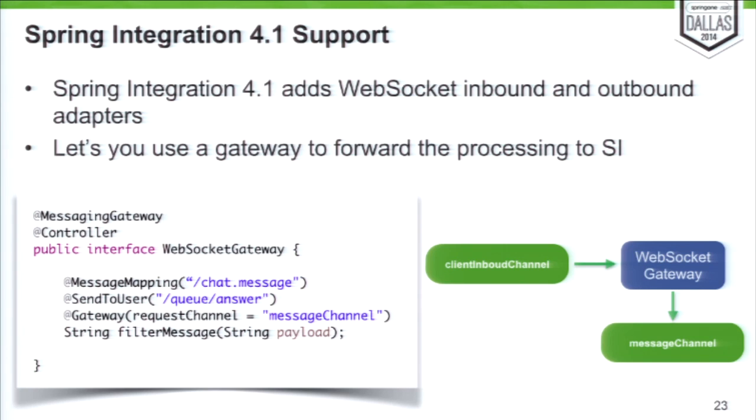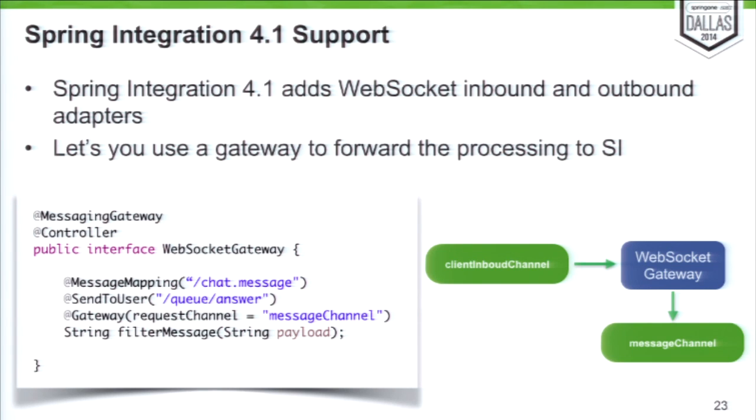Spring Integration 4.1 also has support for WebSockets. It adds the inbound and outbound adapters, and it also lets you forward the processing of a message to a Spring Integration flow. Here we have an example: an interface annotated with @Controller, with a method annotated with @MessageMapping. That means this method will be responsible for processing messages to /app/chat.message. But this method is actually a gateway, defining a gateway to Spring Integration.